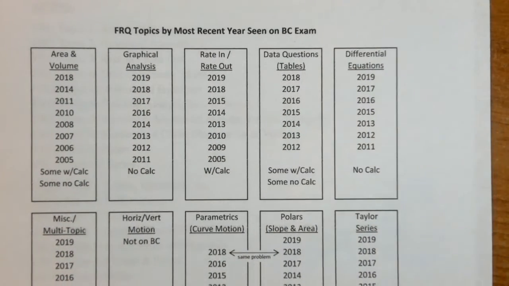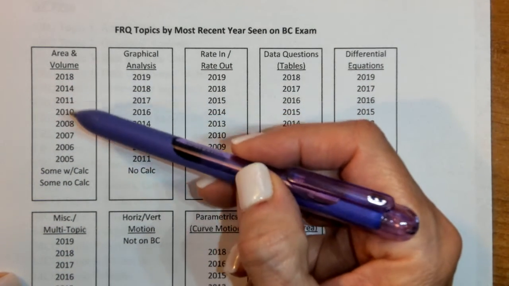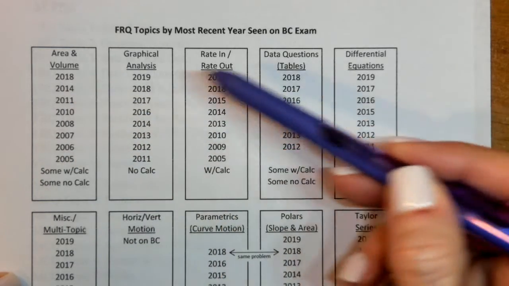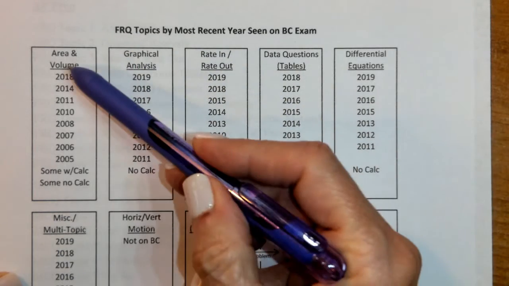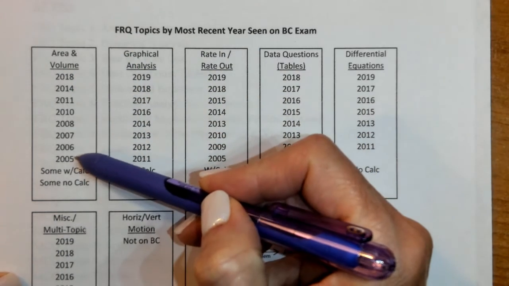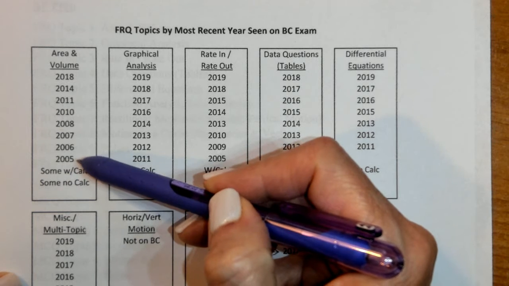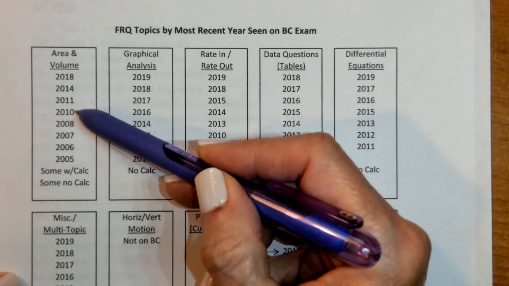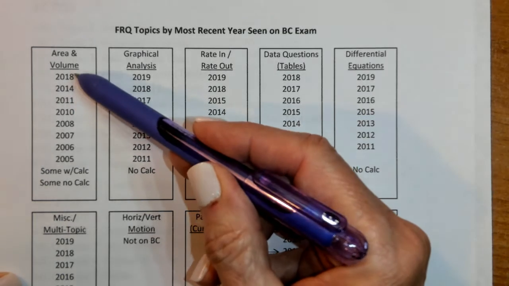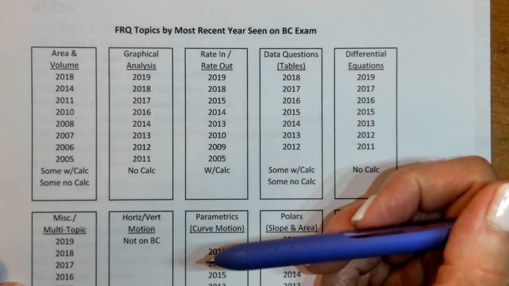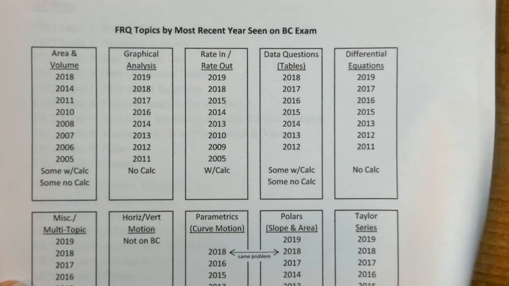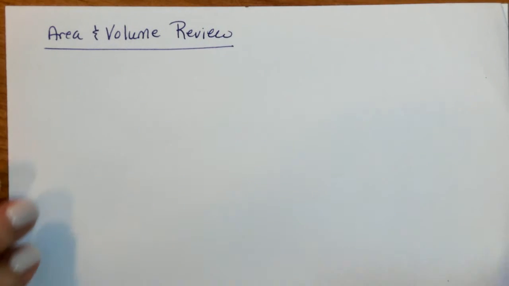As you can see, this is a list of the most recent exams that each of our topics was seen on for the FRQs, just FRQs. So for area and volume, and I didn't go before 2005, but as you can see, it was on there a lot for a while, and then it's been skipping recently. So who knows if it'll be on this year's or not, but we will be ready for it. So I'd like to begin by just reviewing the concepts that we have with area and volume.